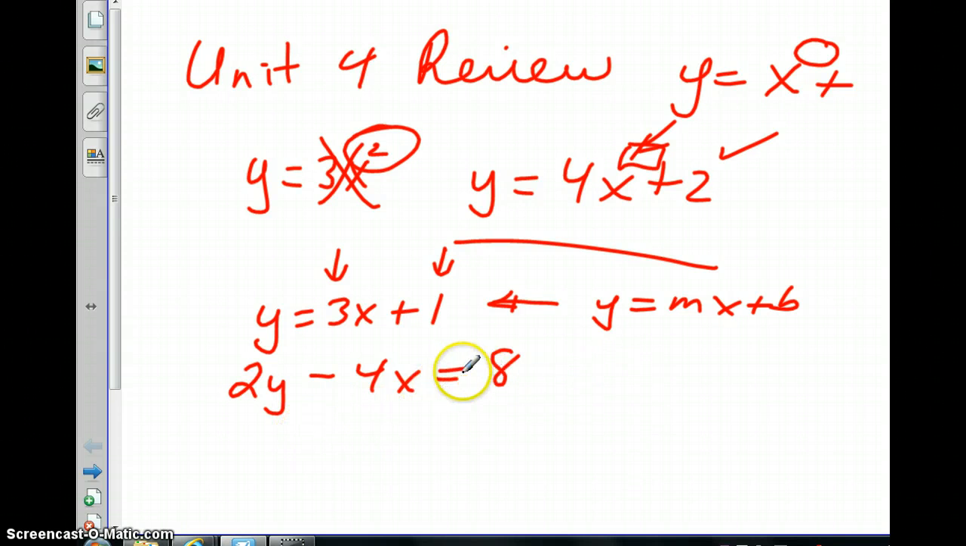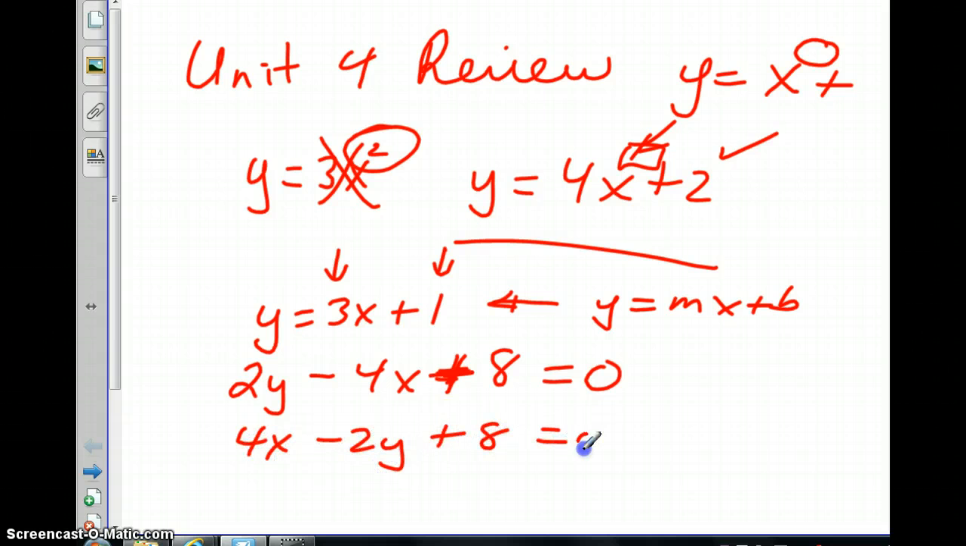Standard form would be if it was like this. Let me just rearrange this. Let me rewrite this like this. Okay, so there's standard form. No, that's actually not standard form either. Standard form would be something like this: something x plus or minus something y plus something is equal to 0. So if I had any of these forms and I said what is the slope, I can't figure that out right away.